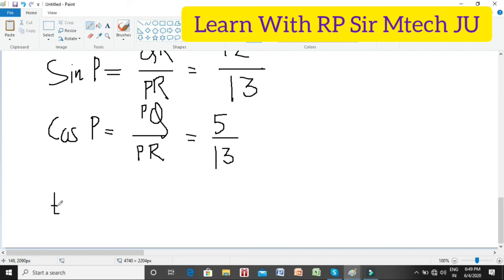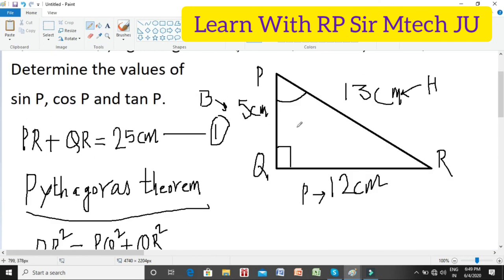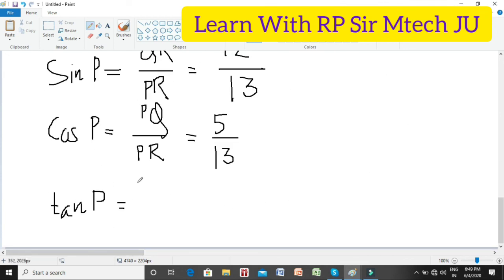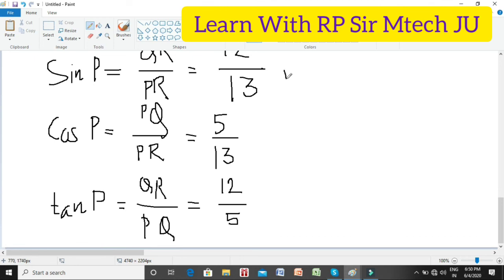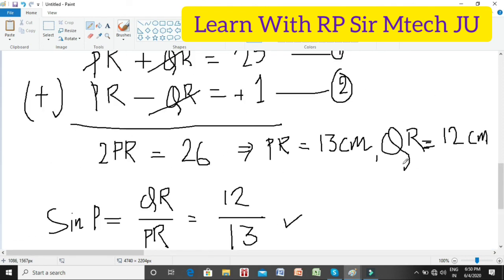And tan P will be perpendicular by base. If this is P, the perpendicular is going to be this one. So QR by PQ. QR is going to be 12 and PQ is going to be 5. I guess it's 12 by 5. Yes, so this is 12 by 5. So this is sine P 12 by 13, this is cos P 5 by 13, and this is tan P 12 by 5. And that is the end of this particular question.